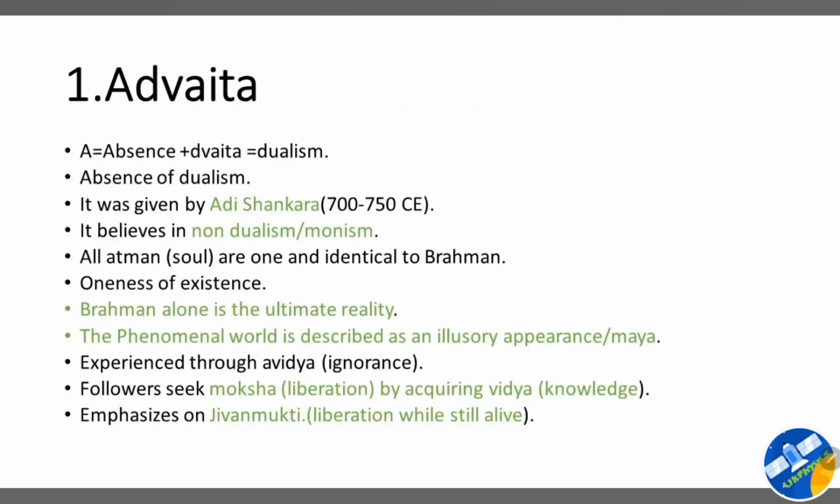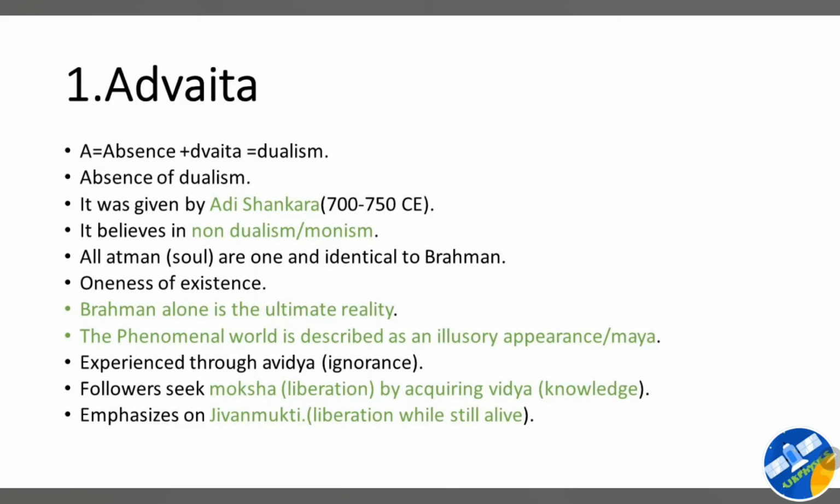Advait, if we look at the term, is made up of two words. A means absence and Dvait means dualism. Thus, Advait means absence of dualism. It was given by Adi Shankara. It believes in non-dualism or monism. According to this school, all Atma, that is the soul, do not have separate existence and are all identical to Brahman. Thus, it believes in oneness of existence.